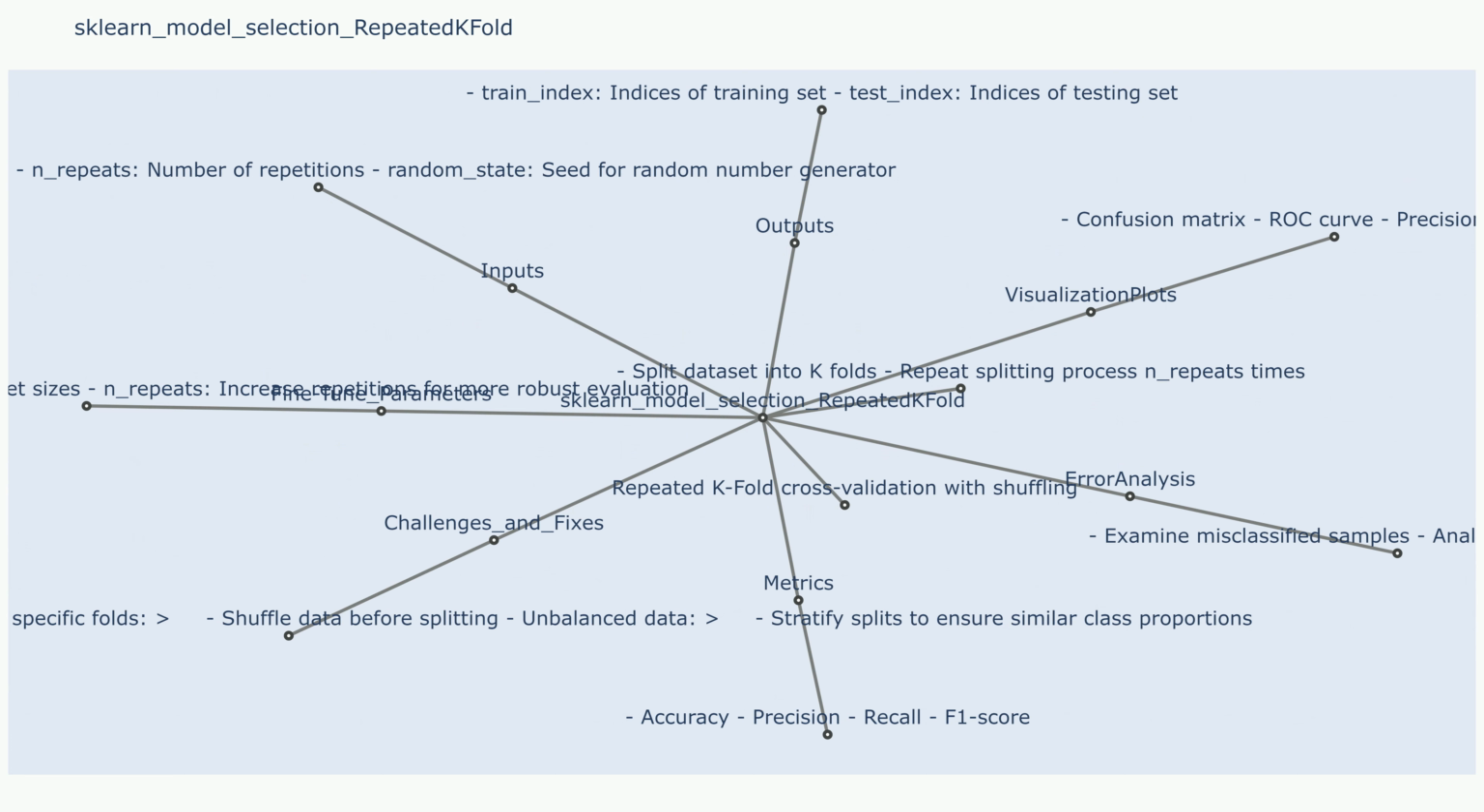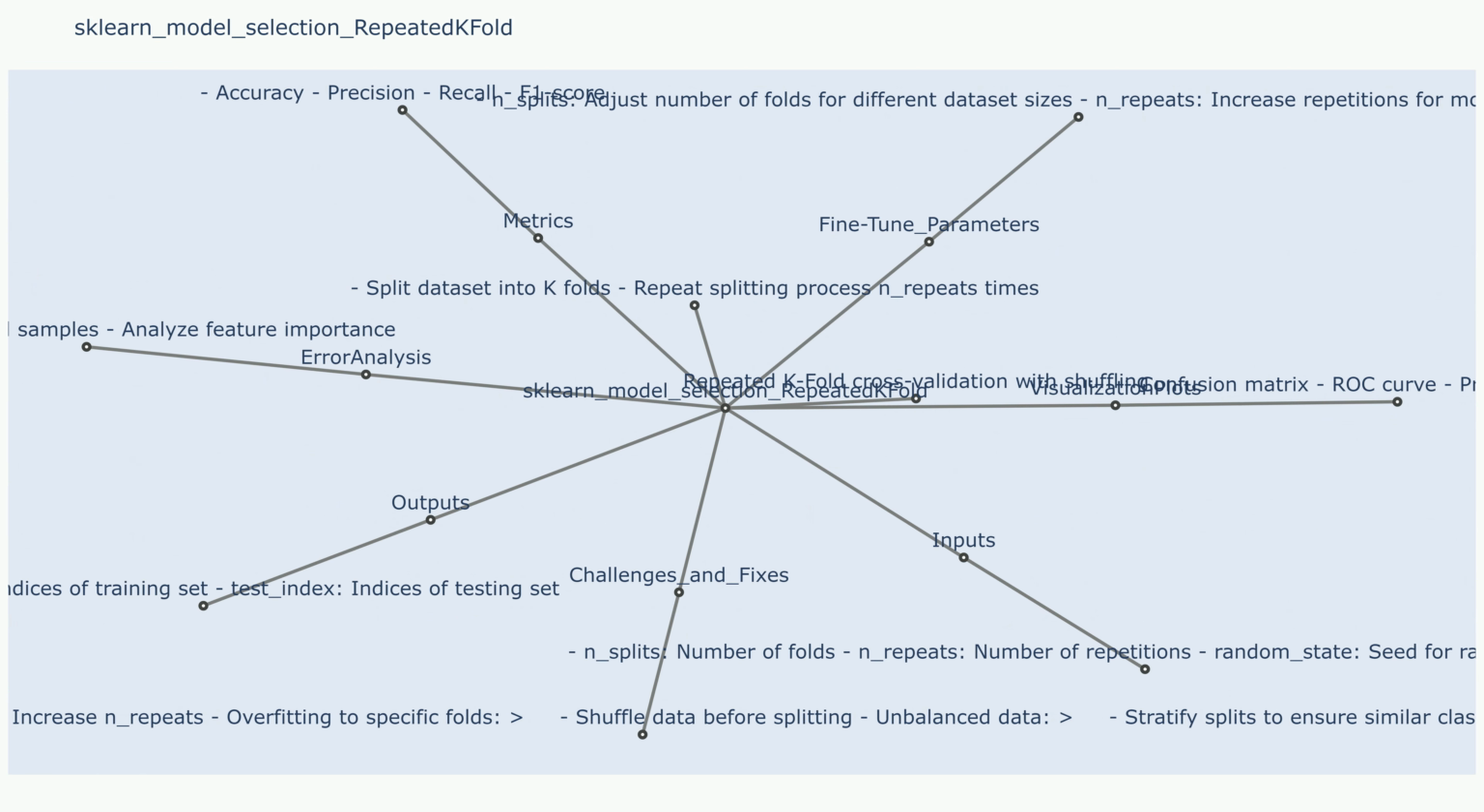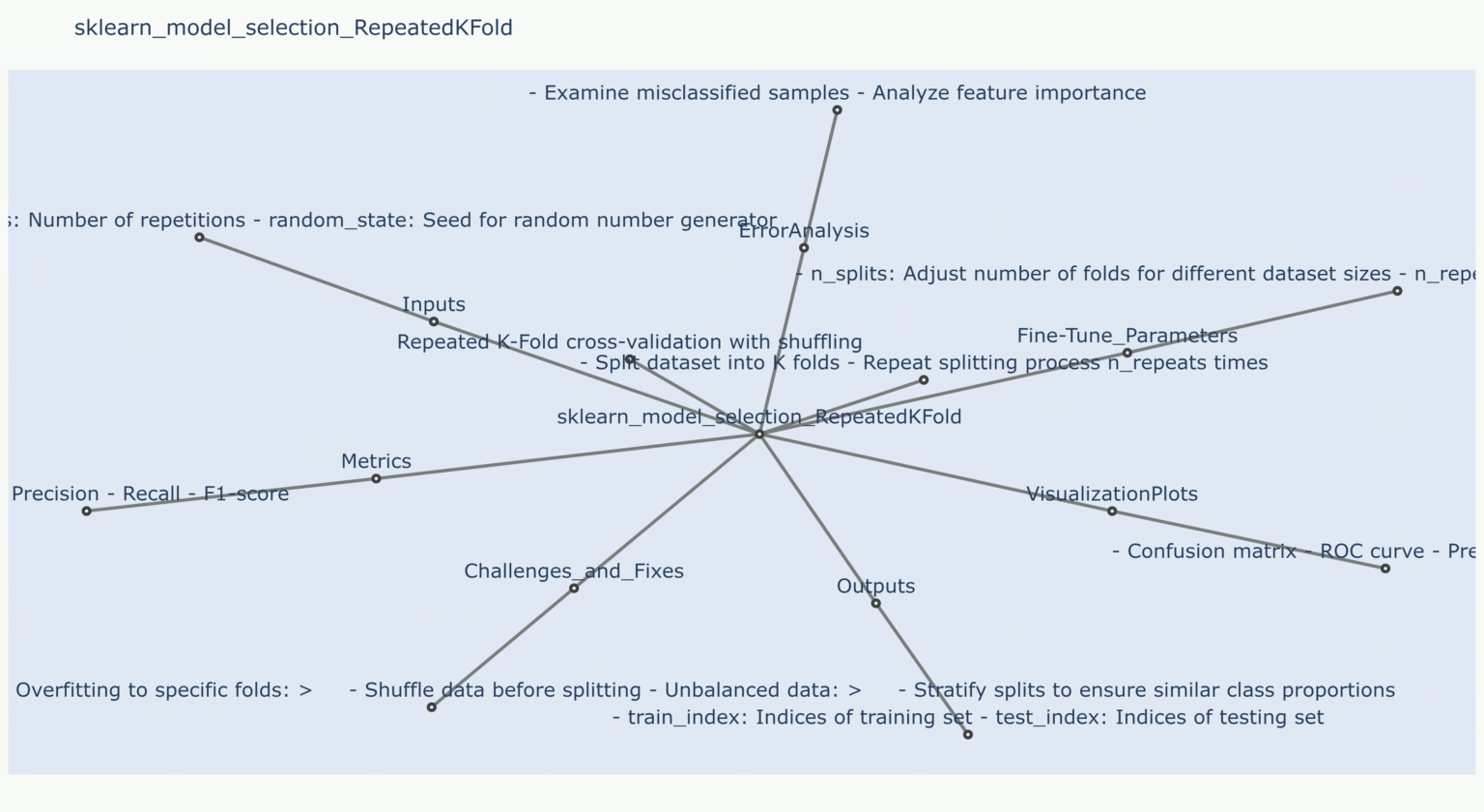Metrics. Accuracy: ratio of correctly classified instances to the total number of instances. Precision: ratio of correctly predicted positive instances to the total number of predicted positive instances. Recall: ratio of correctly predicted positive instances to the total number of actual positive instances. F1 score: harmonic mean of precision and recall. Area under the curve, AUC: area under the receiver operating characteristic, ROC, curve.